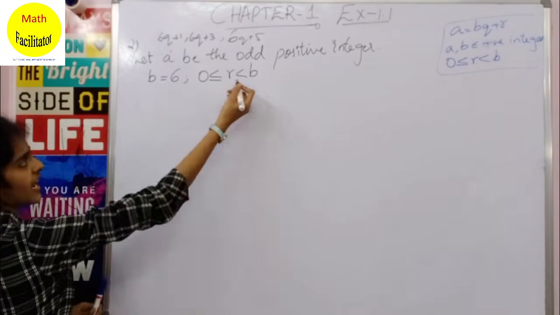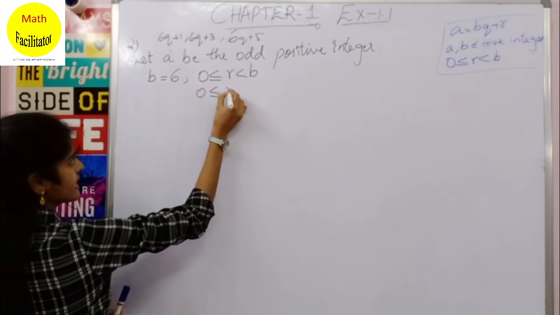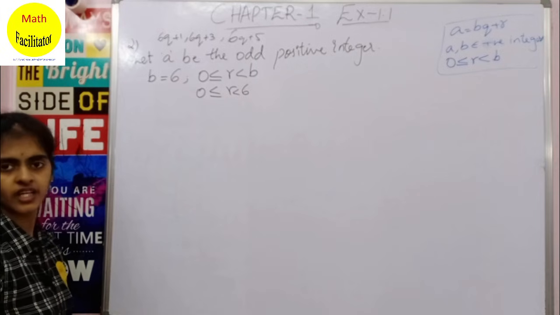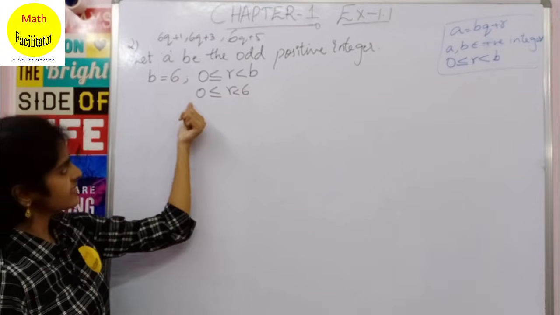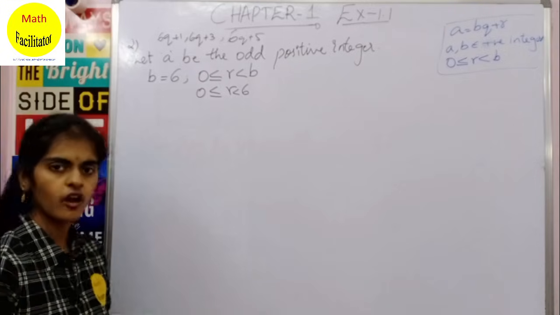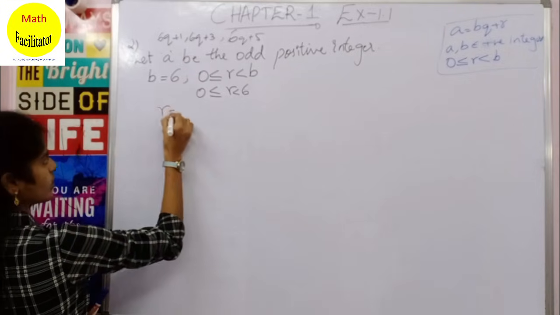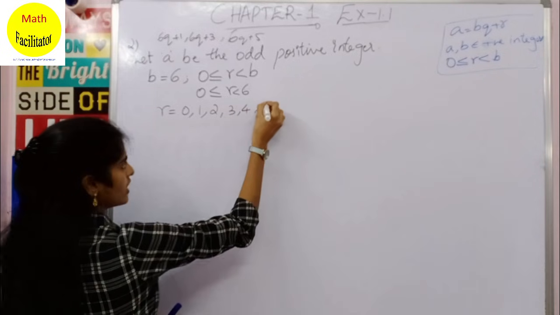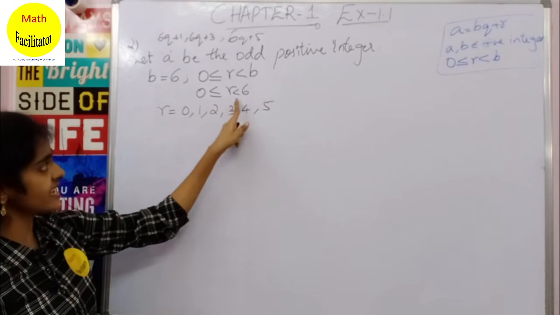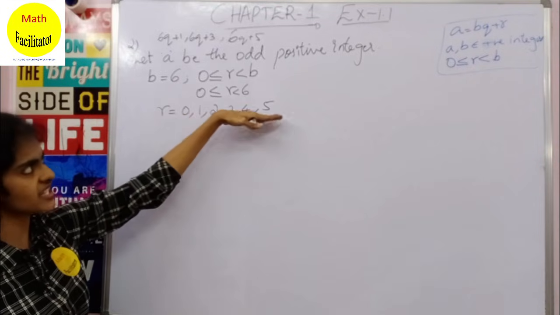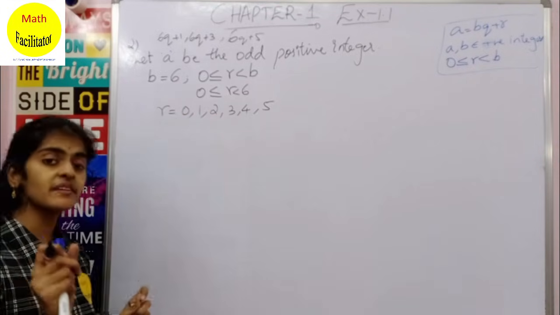Since you know the b value, r will be 0 less than or equal to r less than 6. It will be between 0 and 6. So r can be 0, 1, 2, 3, 4 and 5. It is less than 6, so you will stop at 5. Clear? These are initial steps which are the same for all the problems, so be very careful.